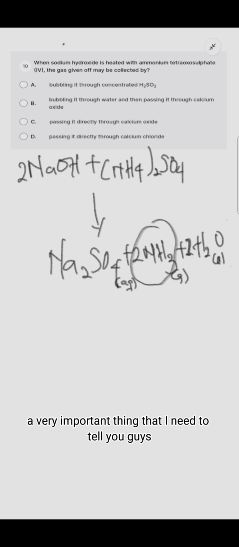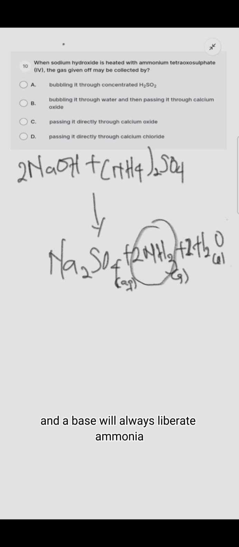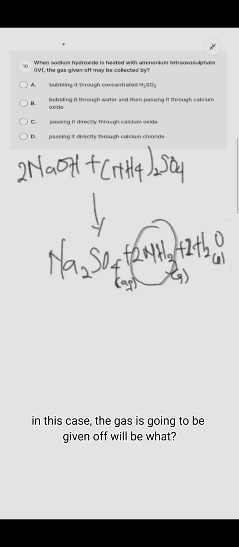Now, a very important thing that I need to tell you guys that you need to know is that whenever an ammonium salt and a base is reacting together, the gas given off is always ammonia. All right. The reaction of an ammonium salt and a base will always liberate ammonia. So just have that at the back of your mind. Once you have that, you don't have to go through the stress of writing this reaction again. Once you know that sodium hydroxide is a base, and you are reacting it with an ammonium salt, which is ammonium tetraoxosulfate 6 in this case, the gas that is going to be given off will be ammonia.